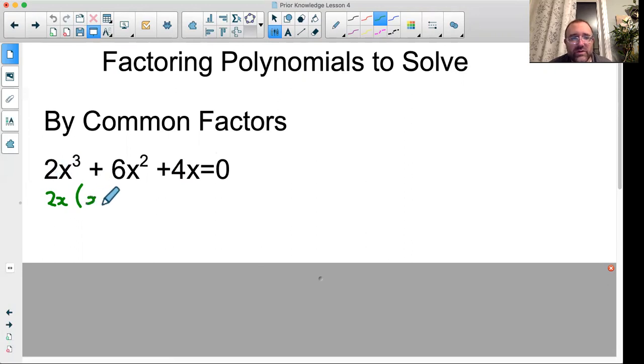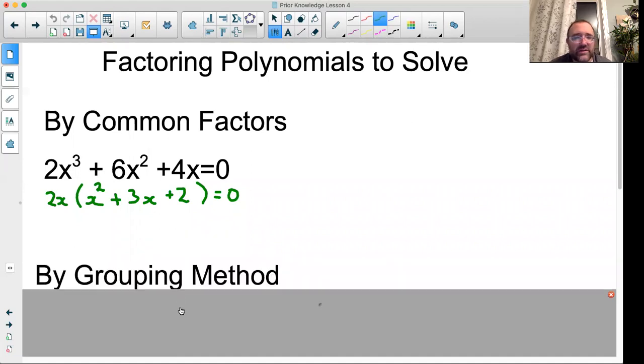So 2 divided by 2 is 1, and that leaves us with 1x to an exponent of 2. Next one, 6 divided by 2 is 3, and x squared divided by x is x, and 4 divided by 2 is, as we know, 2, and then the x times x would make the x, so we're not going to include it. Okay, so that's common factors, how we factor out the following. We're not just done, but I have to explain the concept right next to that.